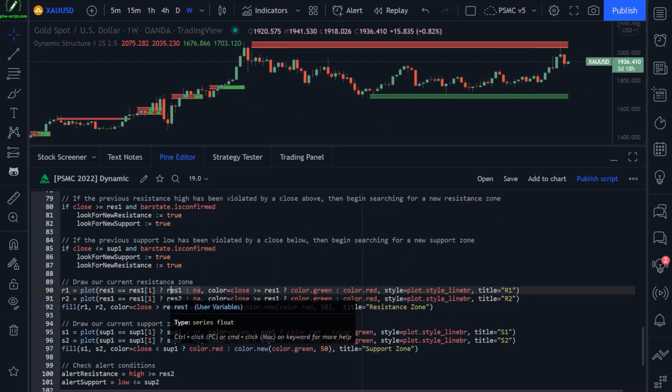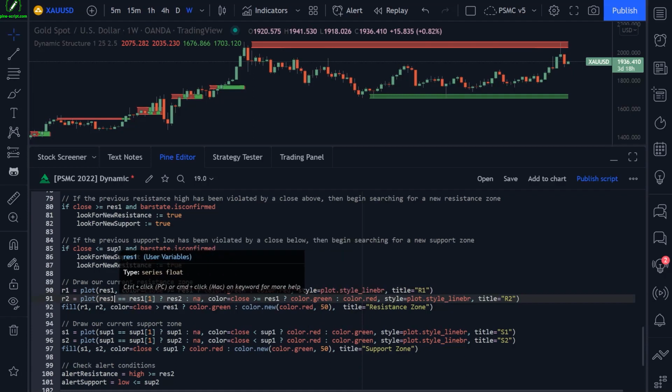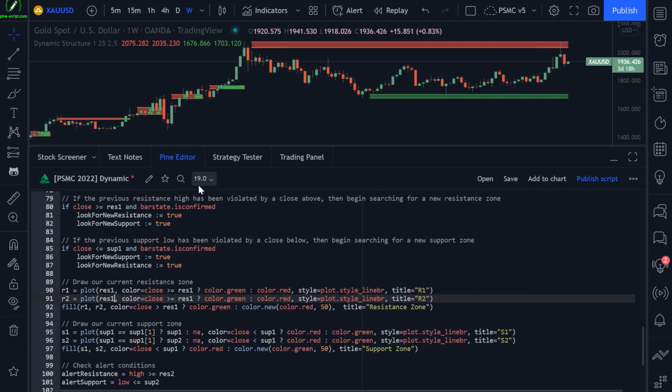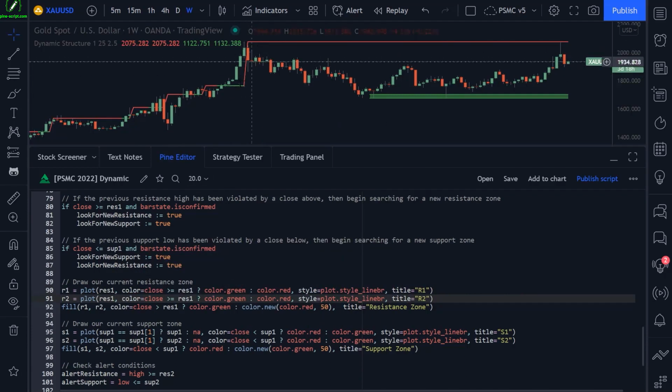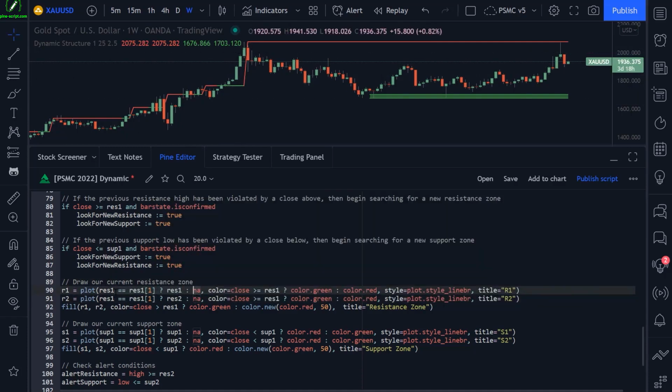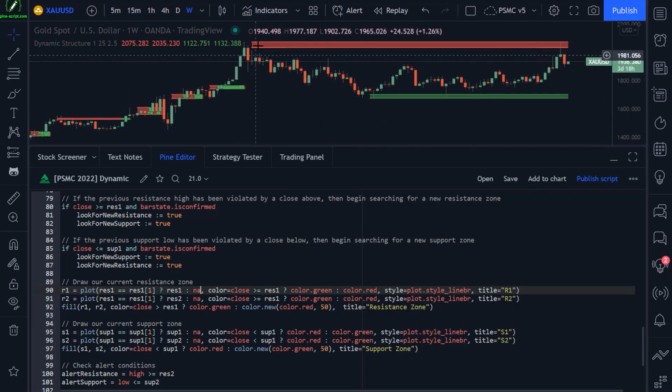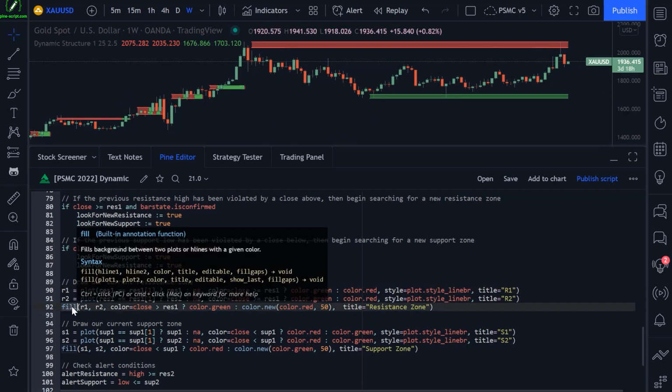So I'll show you what I mean here. If I backspace this check and save the code, now you can see the zones are being connected with our plots. So we want to break up our plots whenever a new resistance zone is detected. We want to plot NA on that bar so that we can break up our zones and have a gap between them. And then finally, we fill using the fill function. We pass in our two plots.